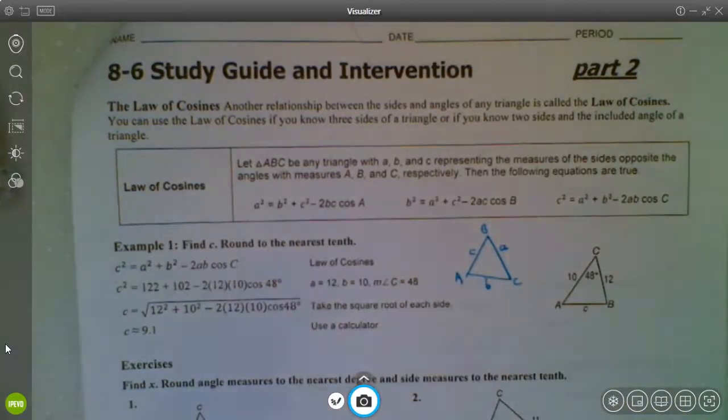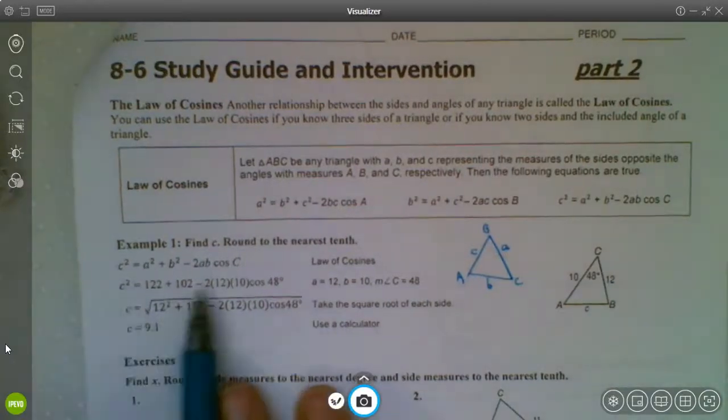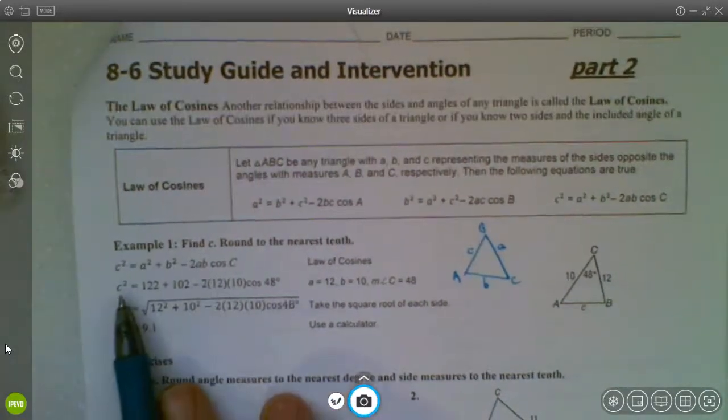So here's a key step in this process. If you look at this equation, you'll notice that on the left side, the thing that we're trying to figure out is not just c, it's c squared.